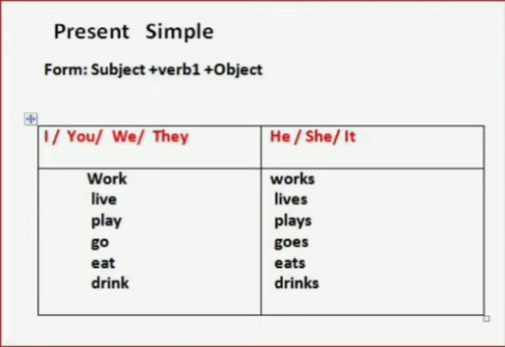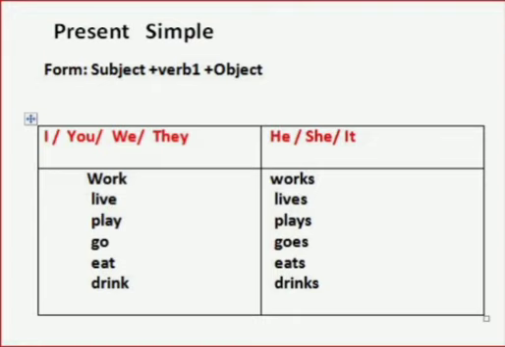Yesterday we practiced only examples with I. Now we can see examples with you, we, they, and also he, she, it, and let's see what changes you want to make in each sentence. Okay, so when you use I, you can write like I work, you work, we work, they work.